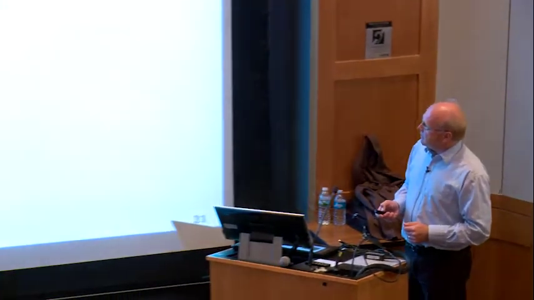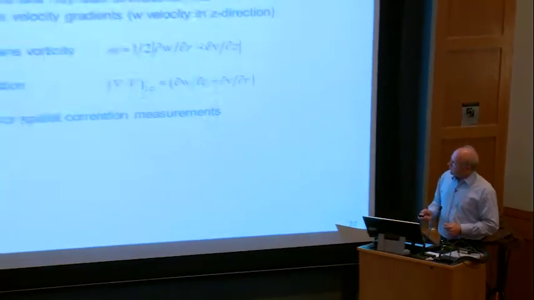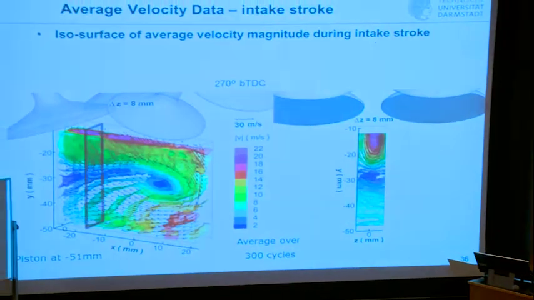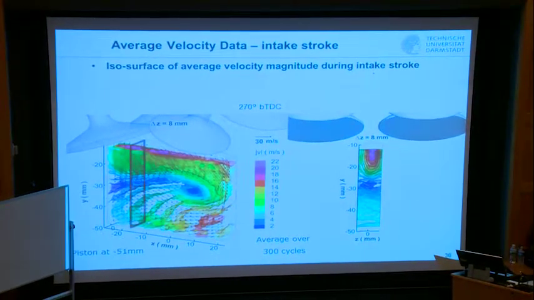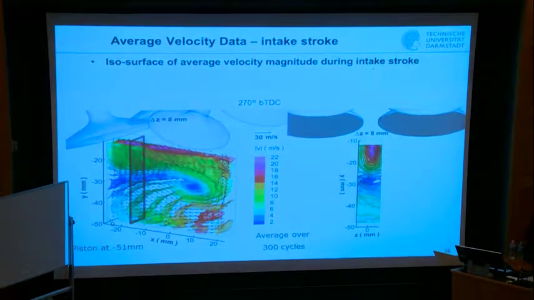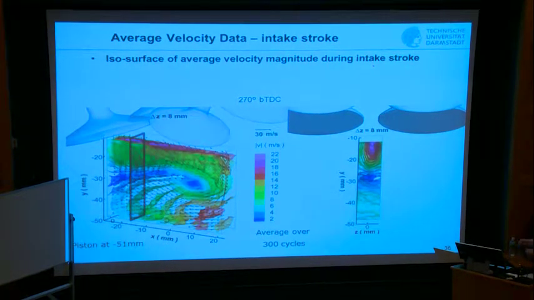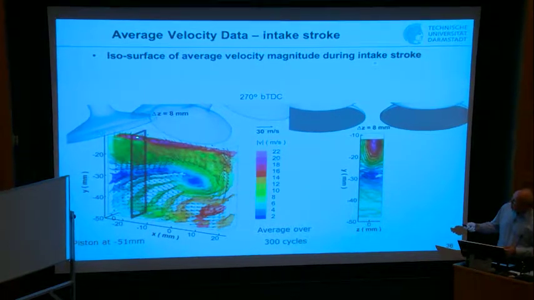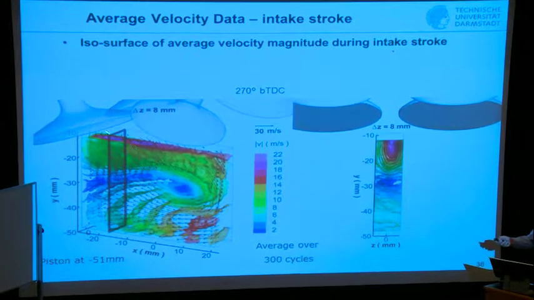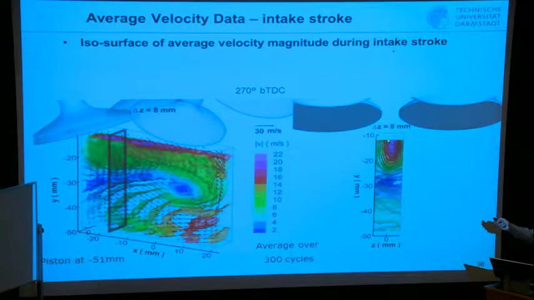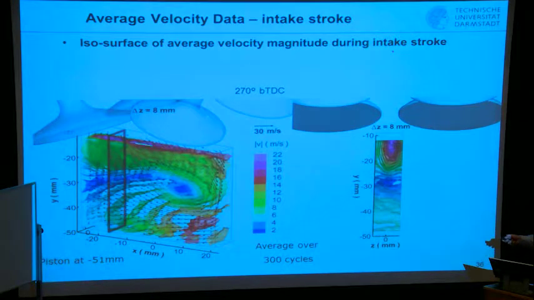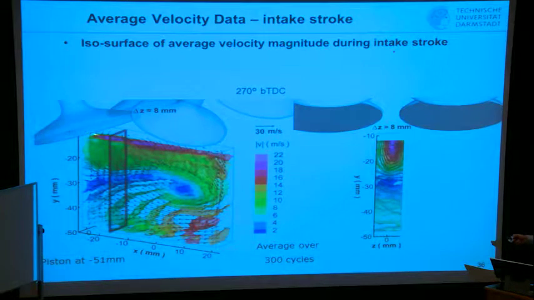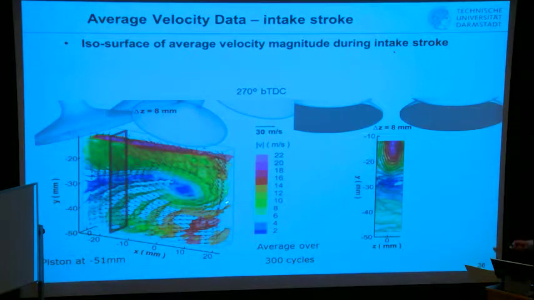So then let's go on with these examples. What you can gain from that, you see here the average velocity magnitude in the tumble plane during the inlet of this IC engine, where you have here the jet that is forming. You have two annular jets, and they merge in this plane where this has been measured, better seen in this projection. And then you have here the flow bounded by the liner of the cylinder.